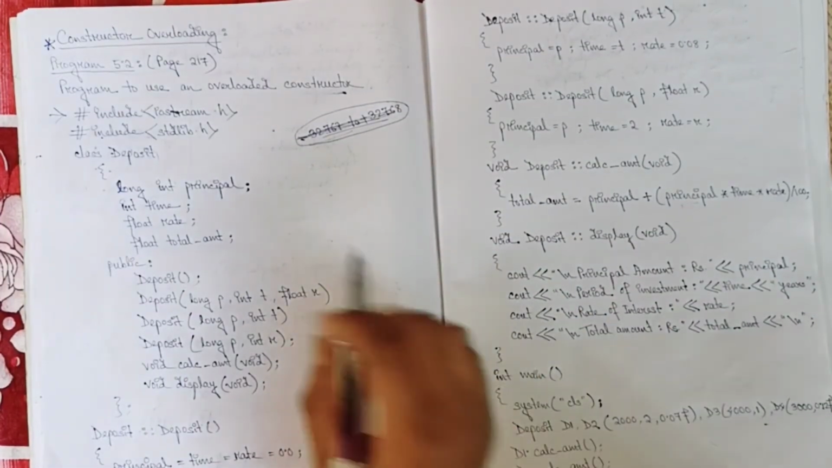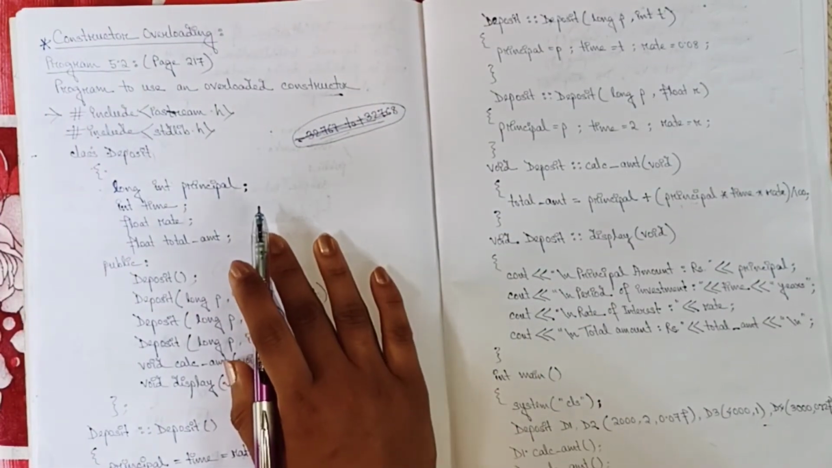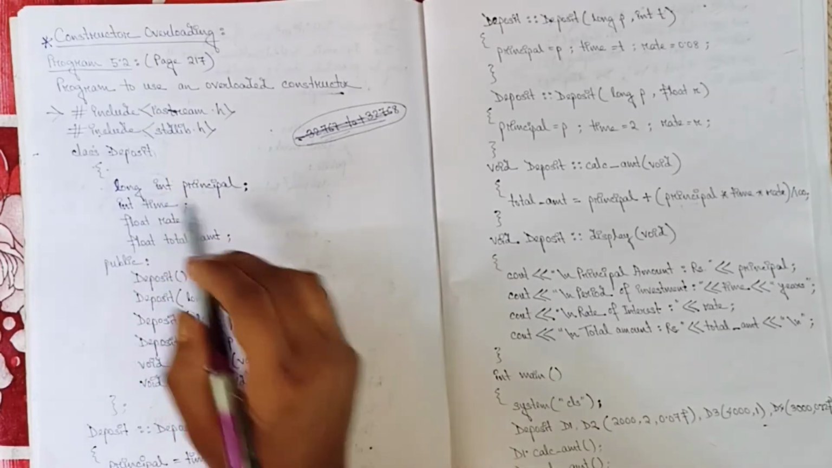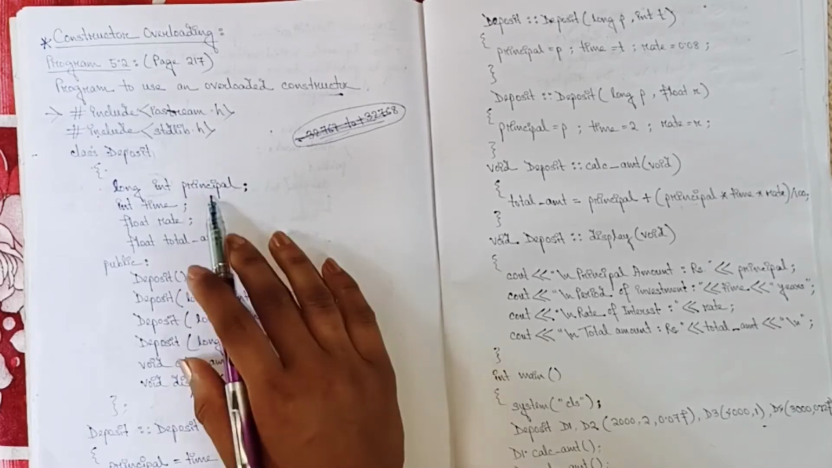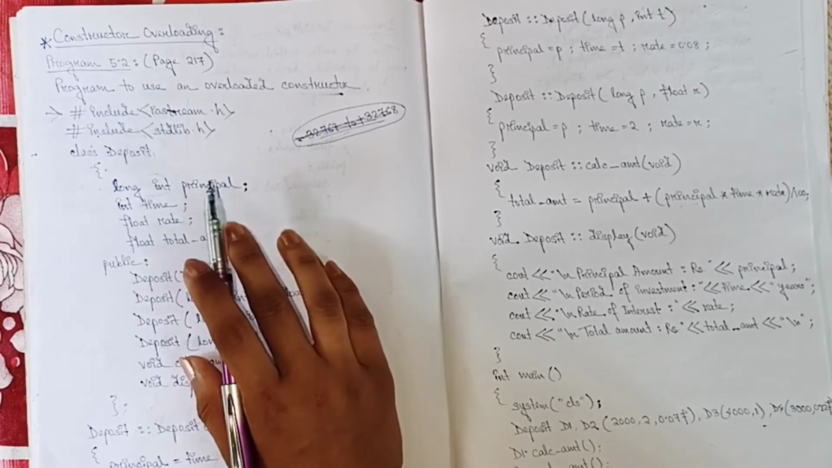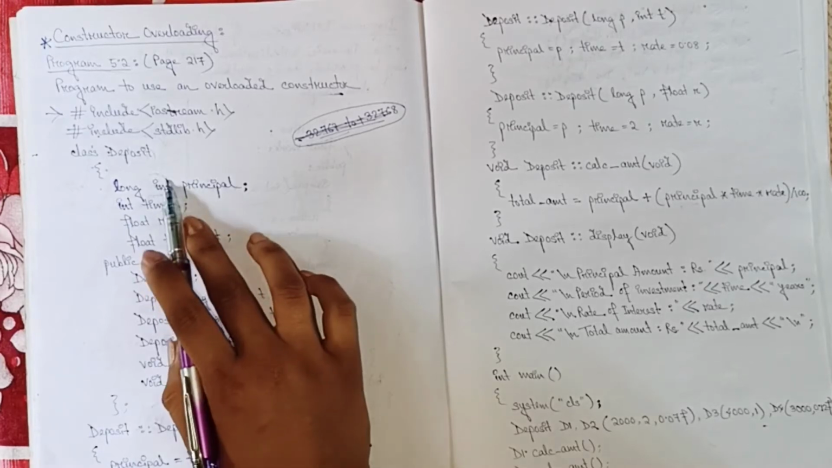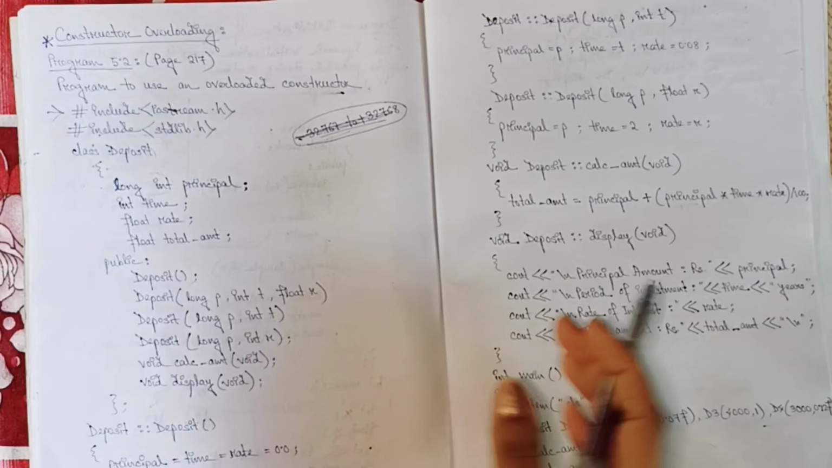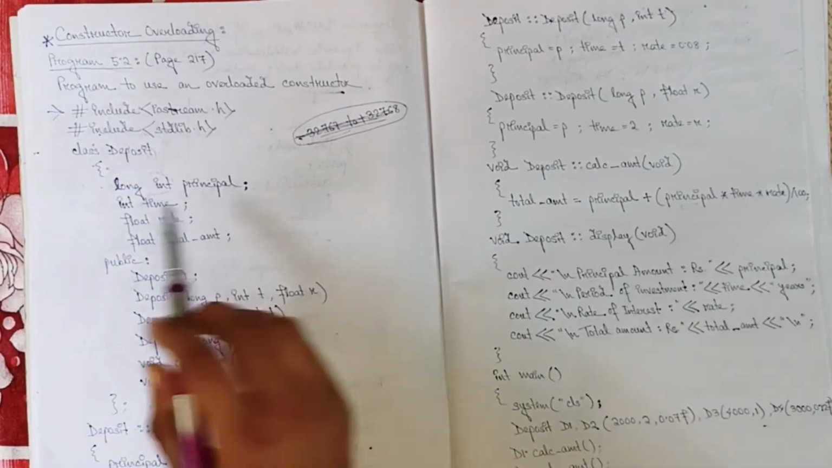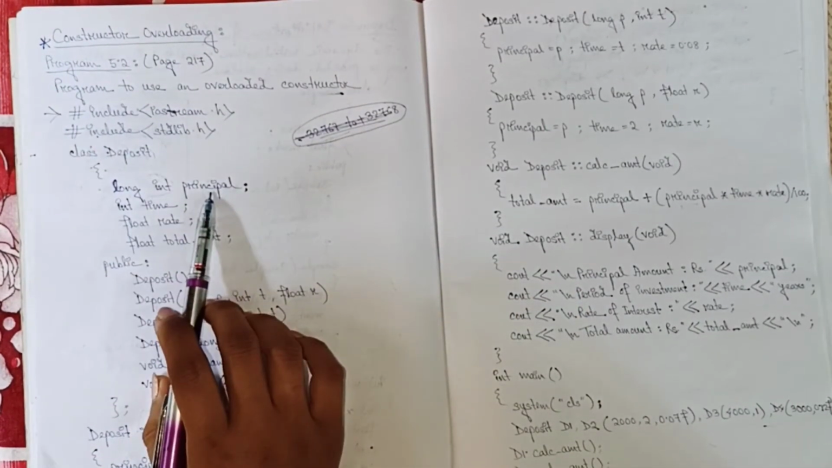But what if my principal goes beyond 65,000? Then what will happen? The integer value cannot store this particular principal. Suppose my principal is 80,000. These 80,000 cannot be stored by an integer. So that's why we have used long int. Long int has some more memory space. So we have used long int for principal.